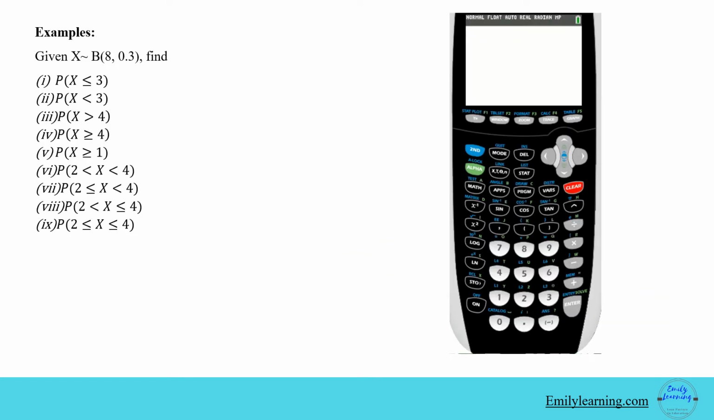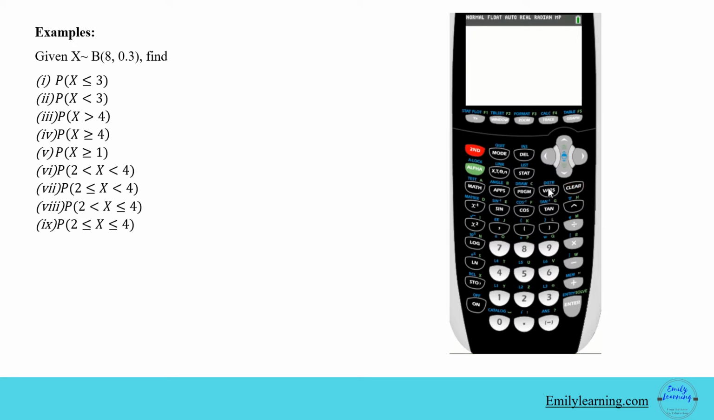Alright, so in part 1, you are asked to find P(X ≤ 3). Based on step 1 of using binomcdf, you need to make sure that it is less than or equal to. Because we have less than or equal to, we don't need to do any conversion, and we can straight away type it into your graphic calculator.